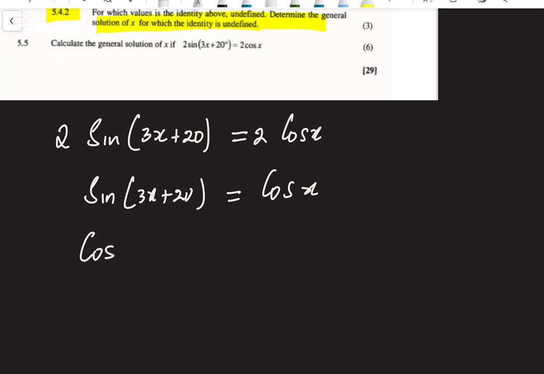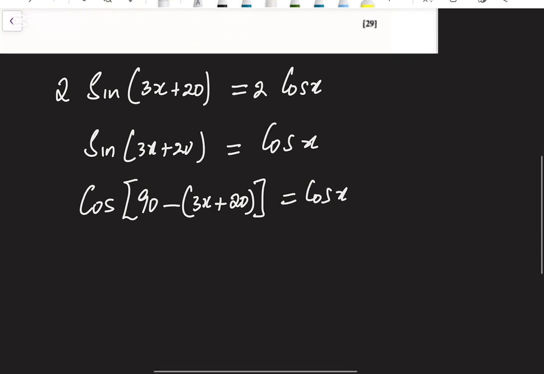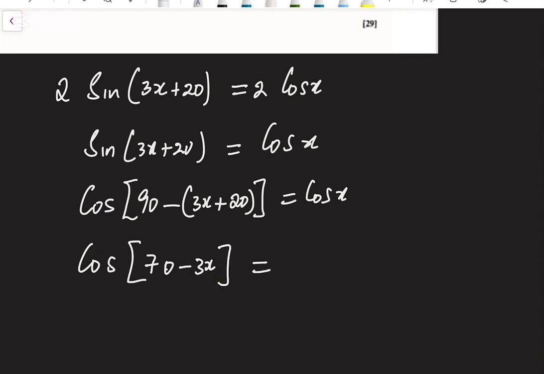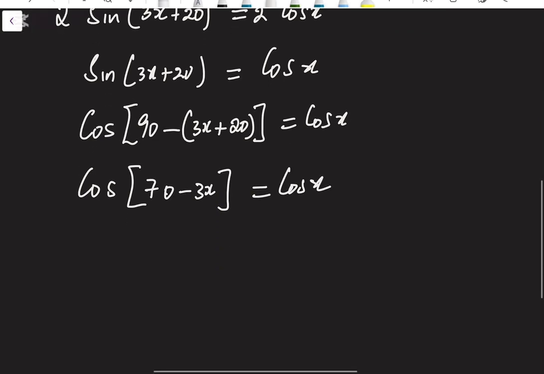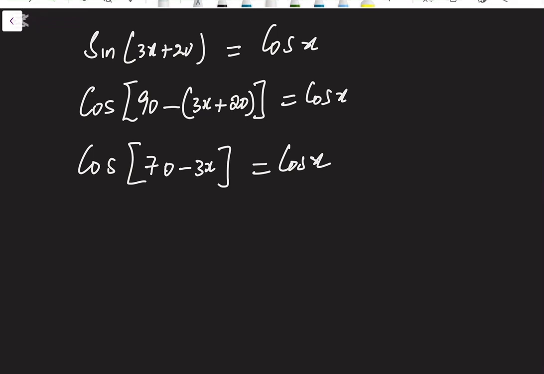This is the same as cos. The only thing that can change sine to cos is 90. So we have 90 minus, which is the first quadrant, 3x plus 20, and then is equal to cos x. Now let me simplify this first. We have cos, and now we will have 90 minus 20, which is 70, and then minus 3x. And then is equal to what? Is equal to cos x. Now we have cos and cos. We can drop cos on both sides.